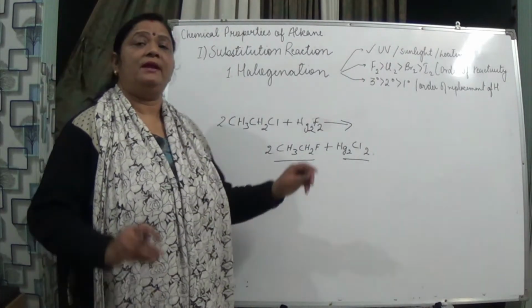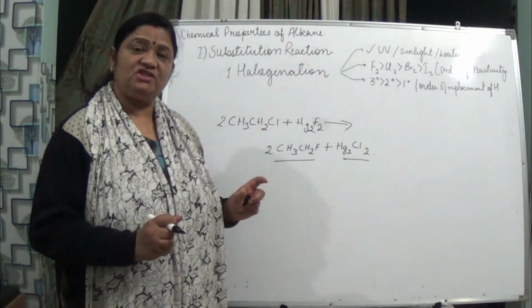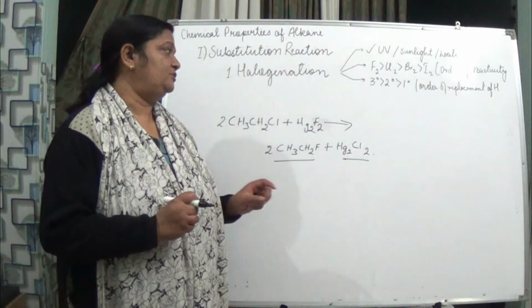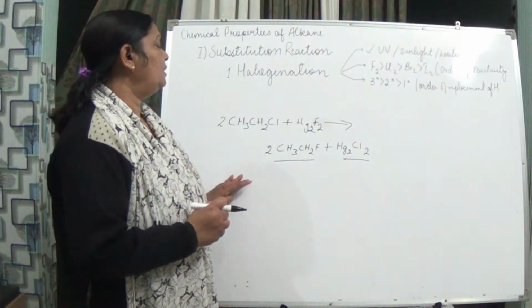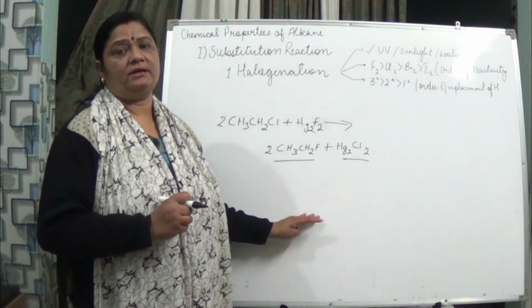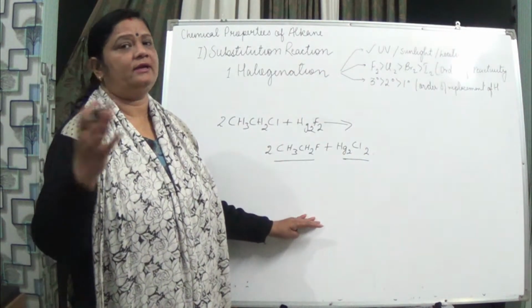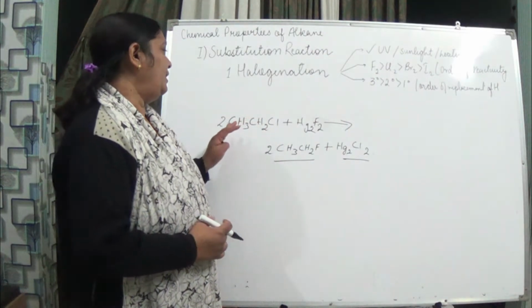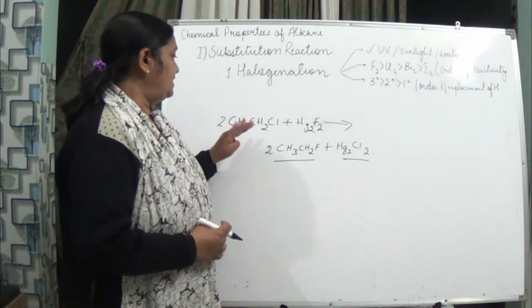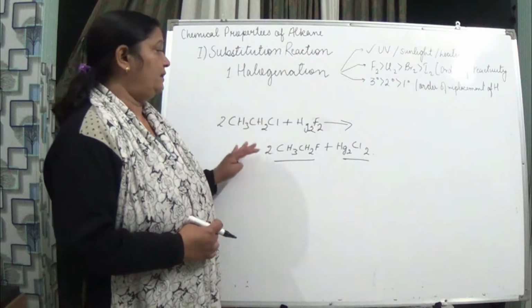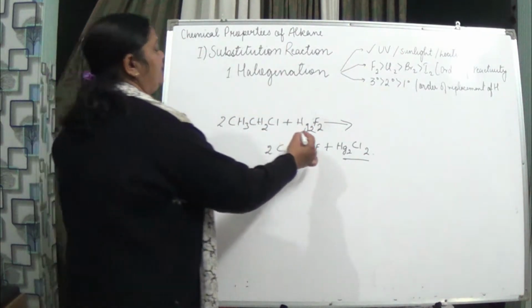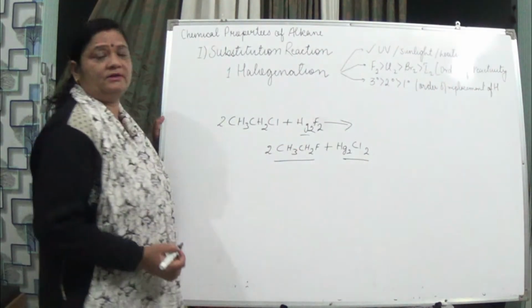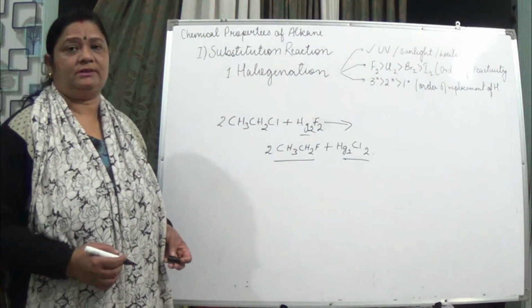Otherwise what will happen? There will be a mixture of products formed which will be a complex one. So the substitution reaction is proceeded for fluorine in this manner, either by adding inert gas, or by using alkyl chlorides and fluorine in this manner. Then only we can get the substitution reaction.